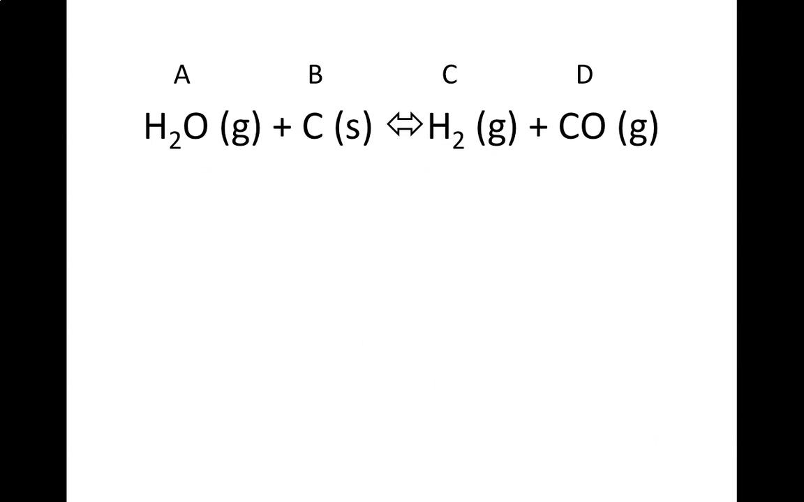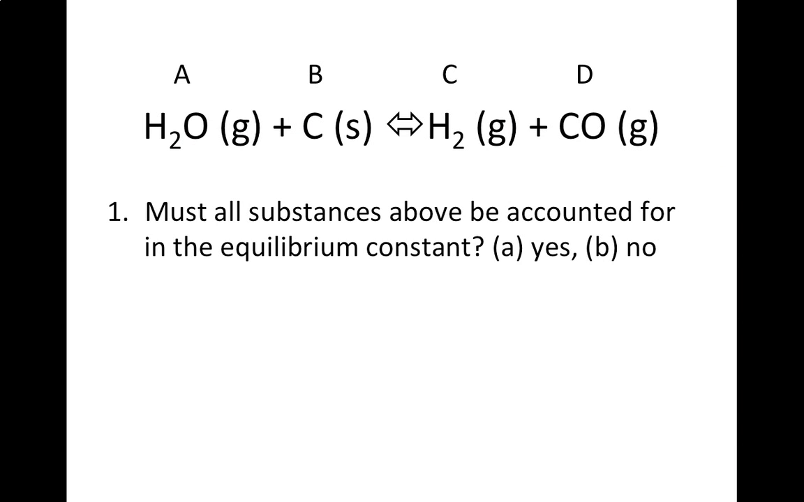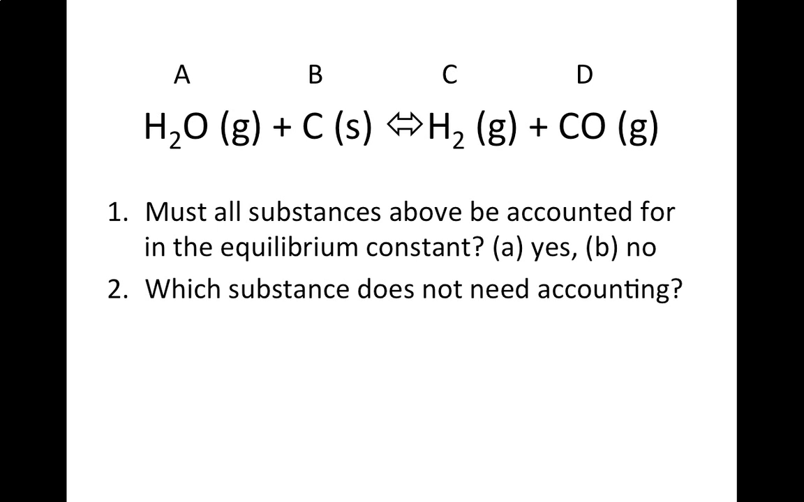So we need to look at our balanced equation to figure out what our coefficients are. Okay, so we have here our first reaction, water plus carbon is in equilibrium with hydrogen and carbon dioxide. Number 1, must all substances be accounted for in the equilibrium constant? Well, I need to look at what types of items I'm given. I have gases and solids. Well, no, we do not need to account for all of them because carbon is a solid. Carbon, solid, does not matter. I will not include it in my equilibrium constant.